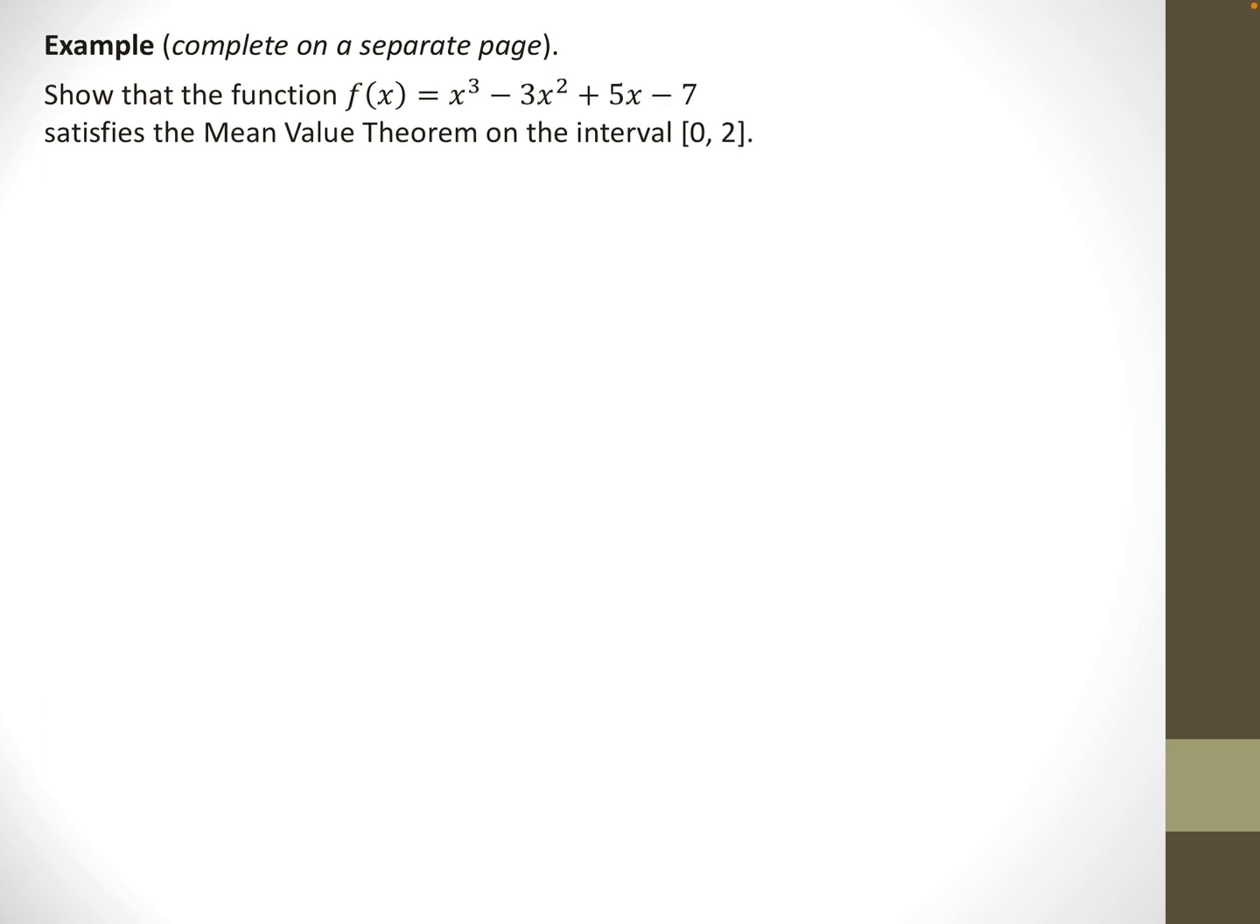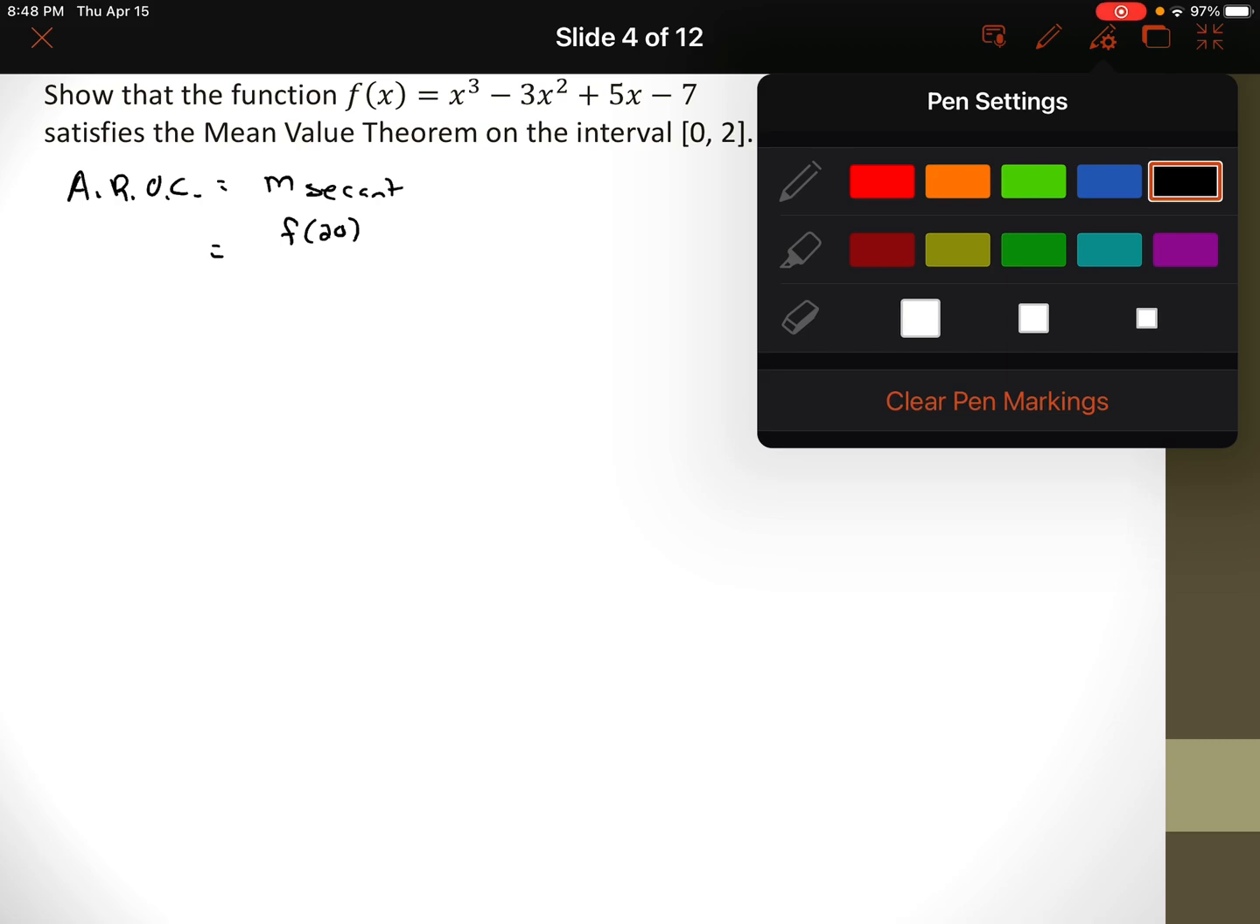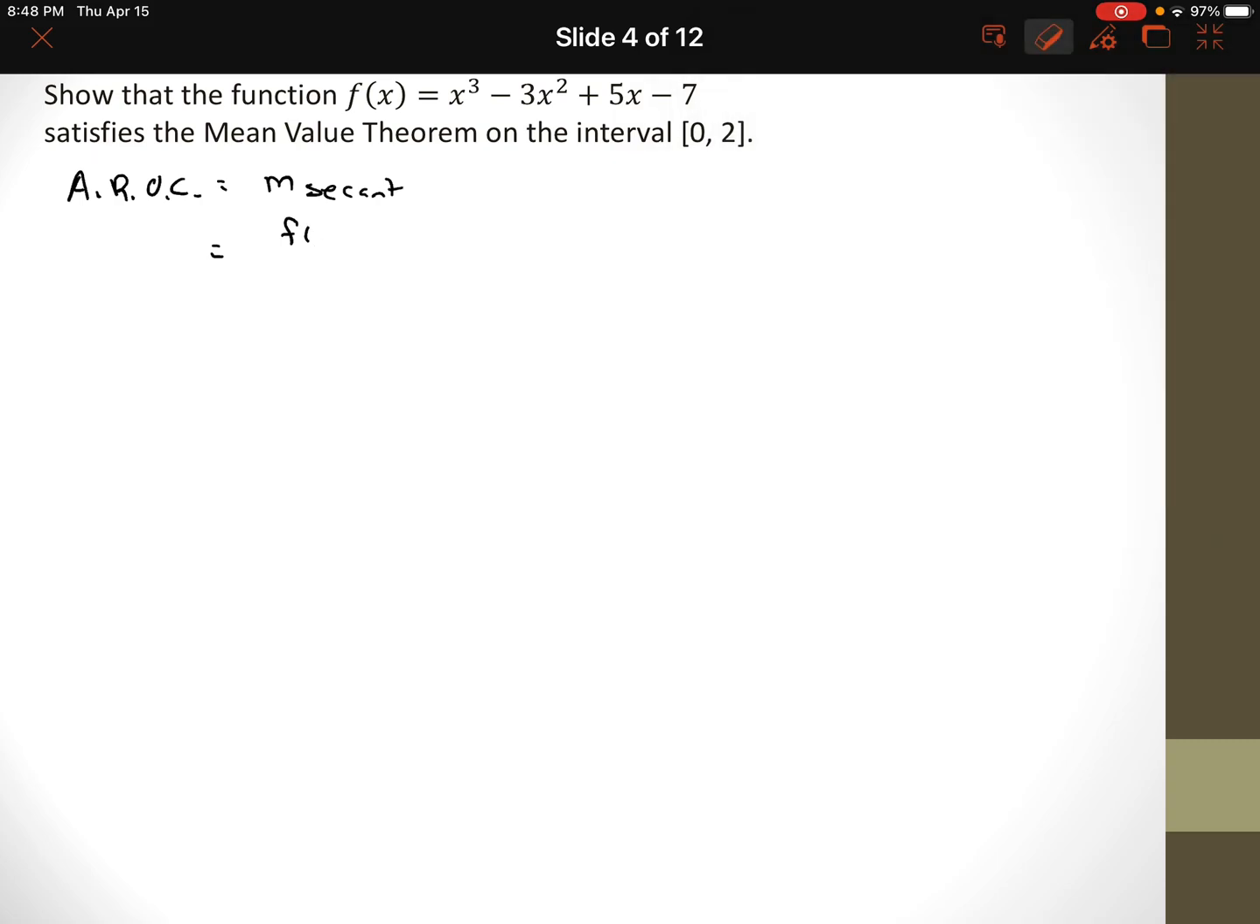Here it is. Here's the example again. Show that this function satisfies the mean value theorem on the interval 0, 2. So what I'm going to find is the average rate of change on the interval that they're talking about. What I'm really finding is the slope of the secant on that interval. So I just want to find f(2) minus f(0) over 2 minus 0.